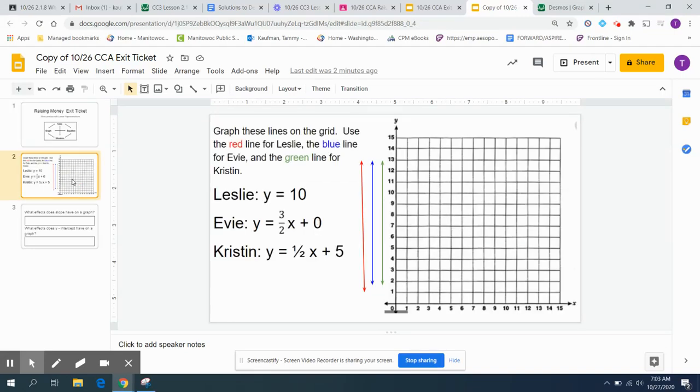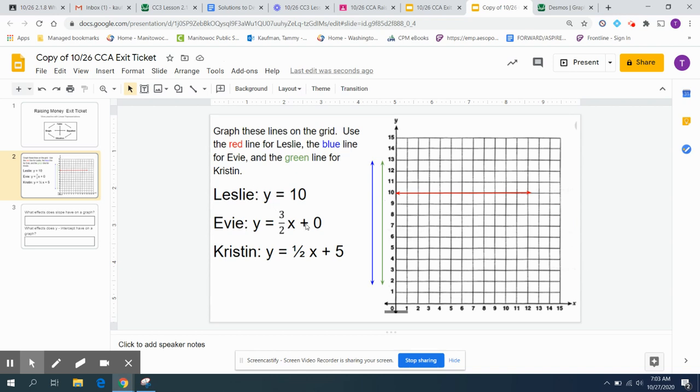Okay, I'm going to go over the exit ticket from yesterday. So we have Leslie, and her equation is y equals 10. And we talked yesterday that it has no growth, so it's going to be a flat line. And it has a y-intercept of 10. So it's going to be this flat line, and it's going to go through 10. So that's going to be Leslie's line.